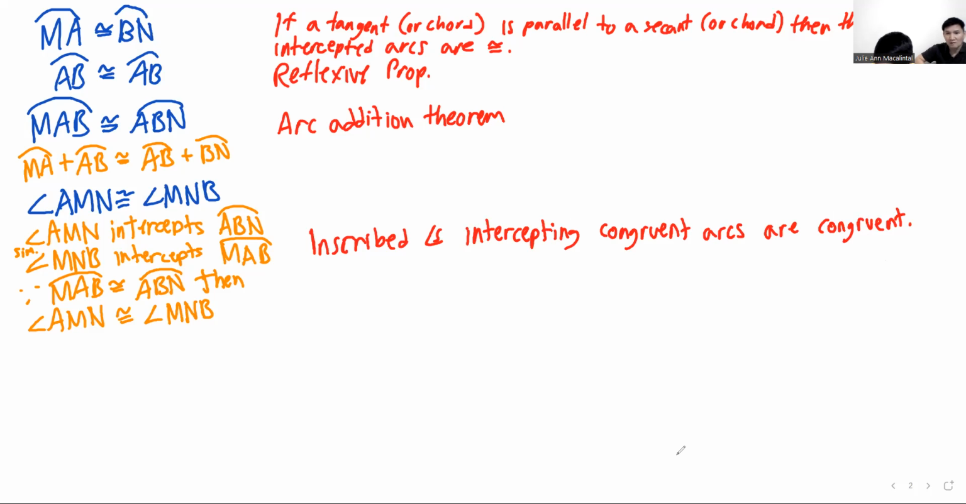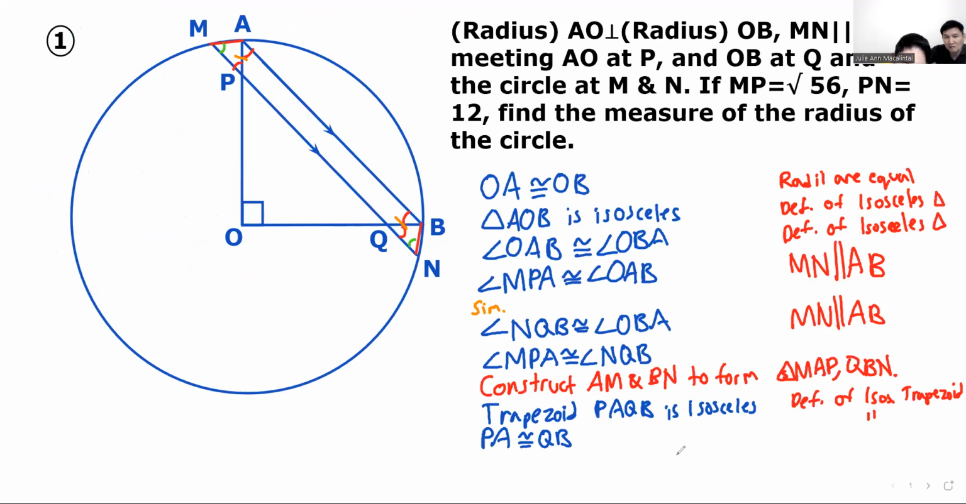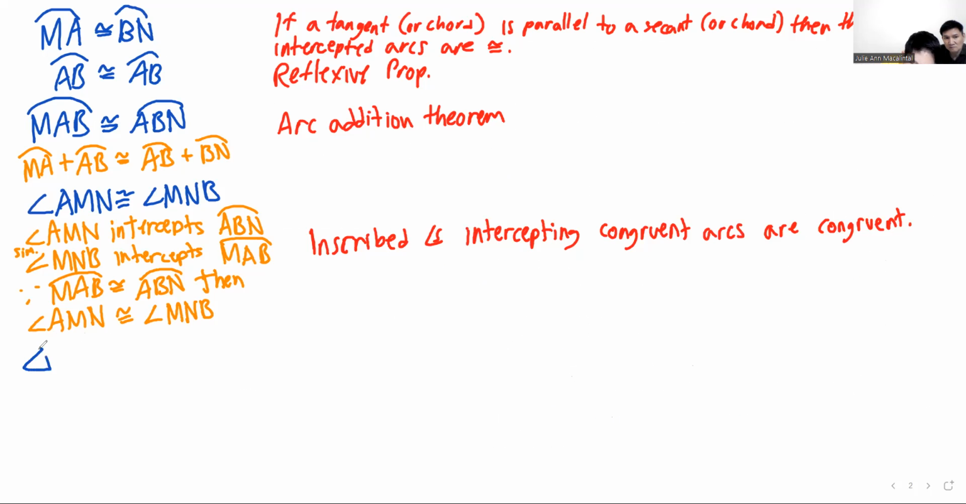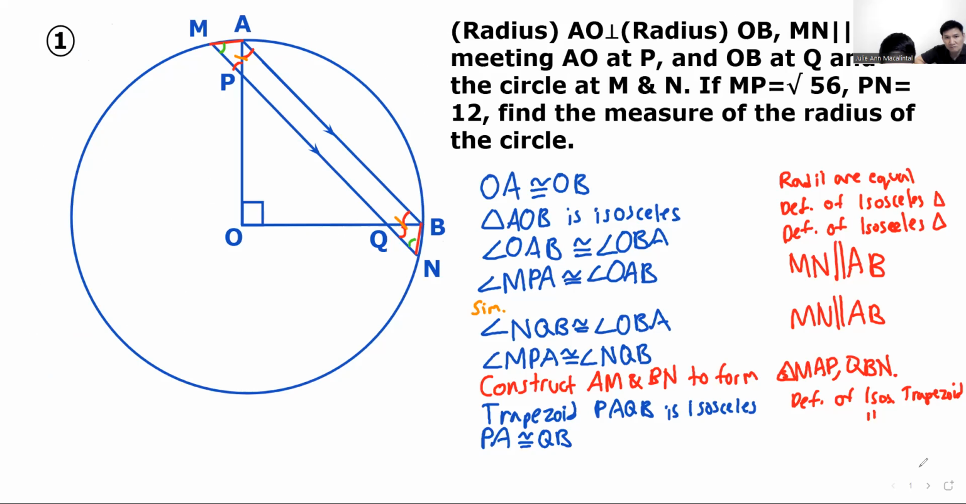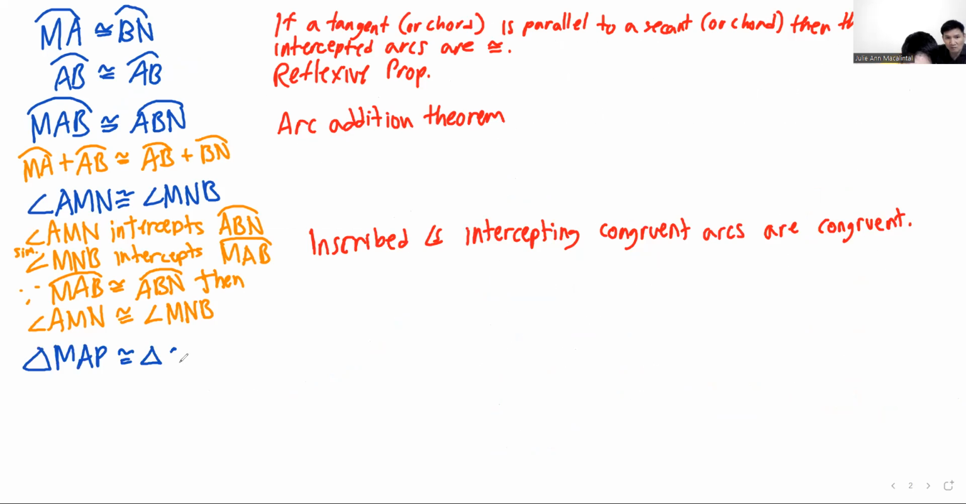So we have angle and side of MAP and QNB. That's enough to deem them congruent. Triangle MAP and triangle QNB are congruent because of SAA congruence.